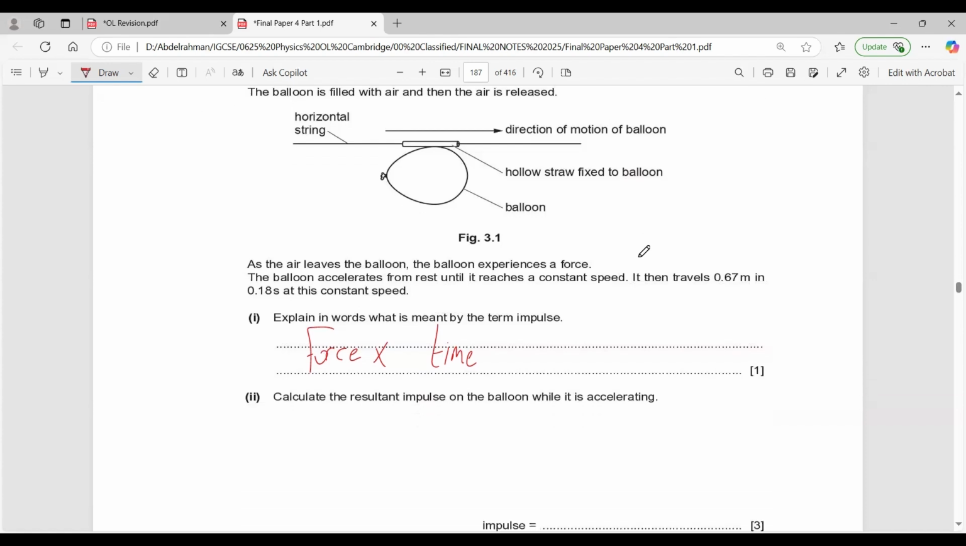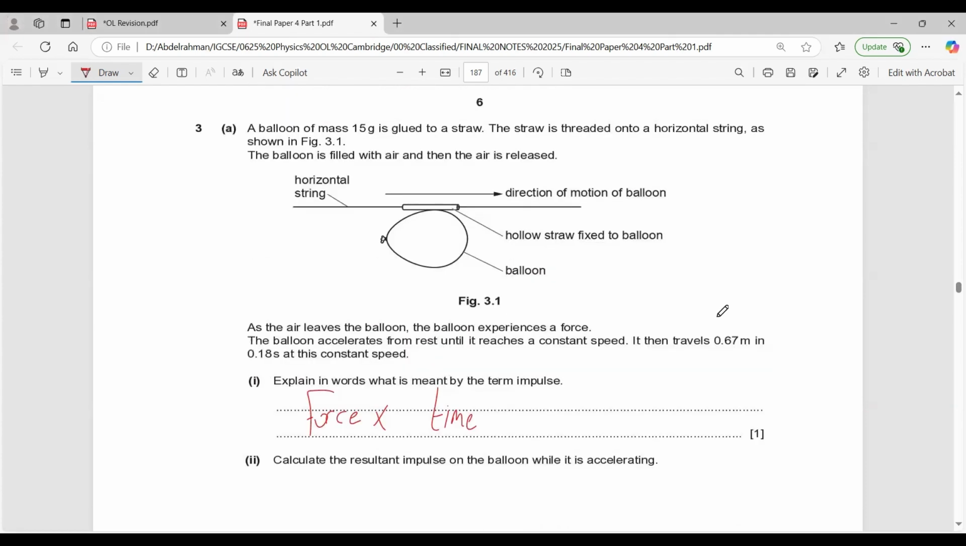Let's calculate the resultant impulse on the balloon while it's accelerating. Impulse equals force times time. Can I find the force or can I find the time? I don't have the force. Do you have a time? I have 0.18 seconds. It travels a distance of 0.67 meters.